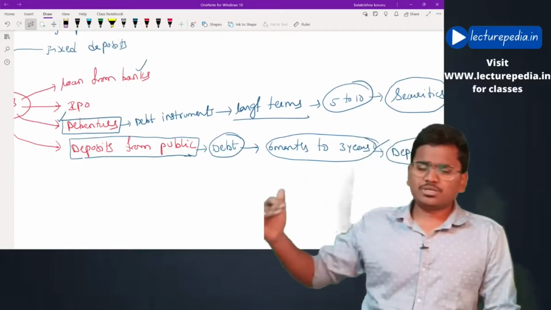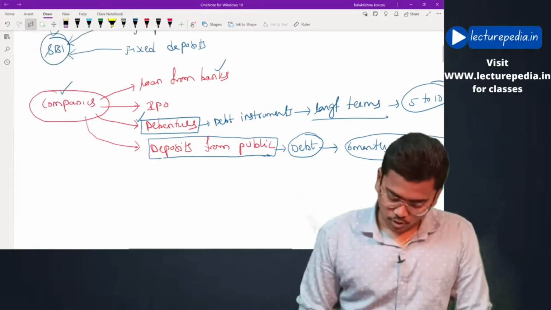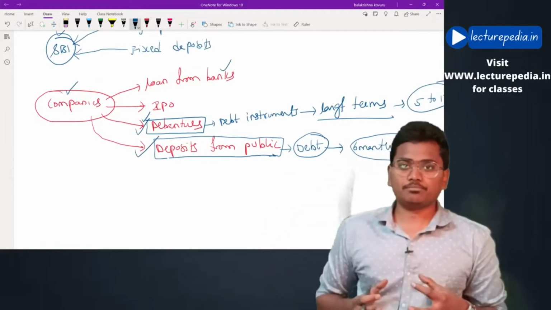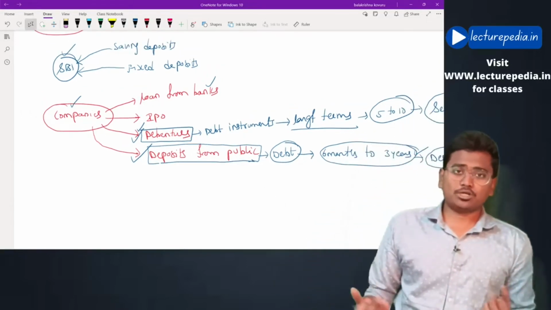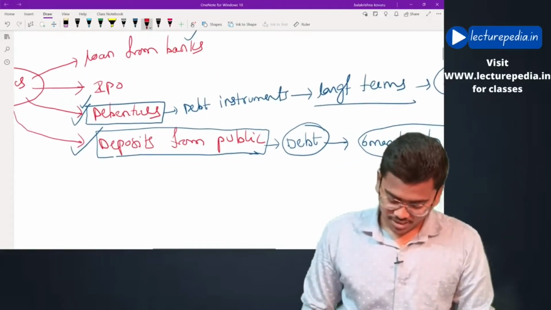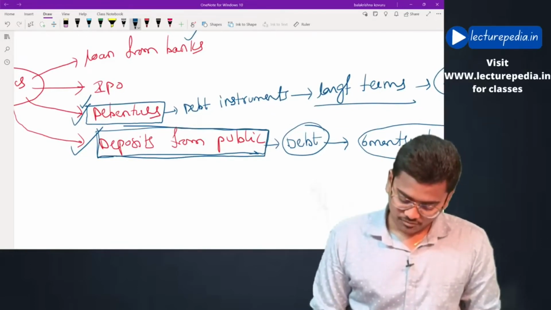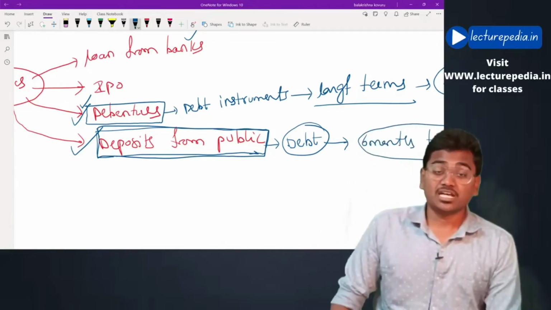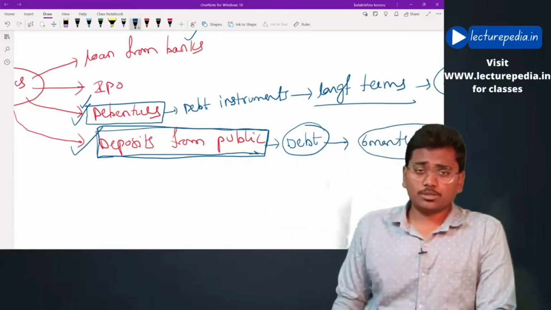Both debentures and deposits are debts that the company will raise. These are two forms of sources through which the company will raise money from the public. Now this is a brief idea of what deposits are. In case of deposits, the public are involved. If the company, after raising deposits, fails to repay them, there will be loss incurred to the public.